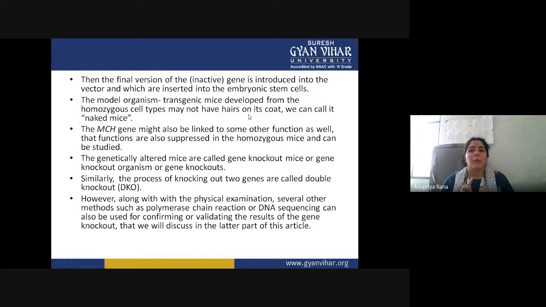Whatever mice are generated from these embryonic cells are no longer going to have fur, or you can say hairs, on their body. So the model organisms like transgenic mice developed from the homozygous cell type may not have hairs on the coat. We can call them the naked mice.